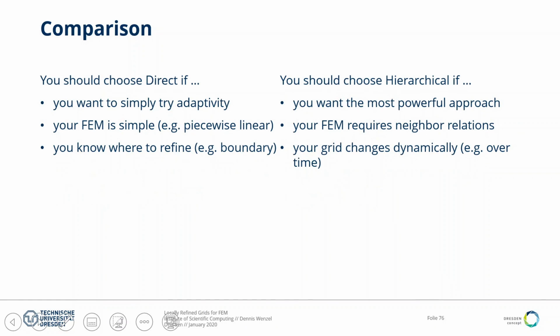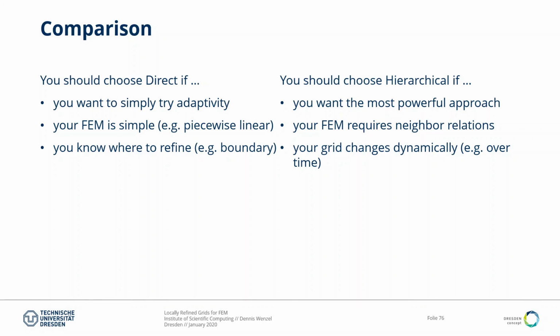So you should go for the direct way if you want to simply try it out. So then it's a good choice to work with our data structures. If your FEM is simple and you have piecewise linear approaches, you don't need neighboring relations, then it's also good. And if you know where to refine, for example, at the boundary of the domain for some singularly perturbed problem, then it's also good. If you want the most powerful thing, then you should go for the hierarchical storage.